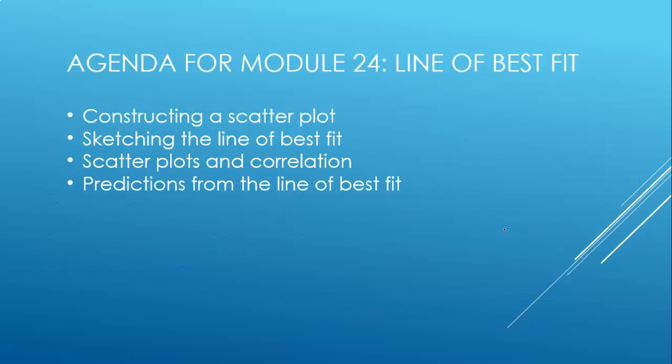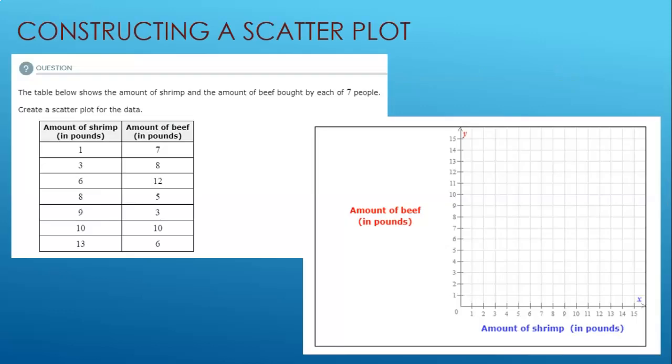Today we're going to be talking about how to construct a scatter plot, how to sketch a line of best fit. We're going to discuss scatter plots and correlation, and we're going to make some predictions. So turn to a new page in your notebook and write at the top, Module 24, Line of Best Fit. And I want you to put a new topic, constructing a scatter plot.